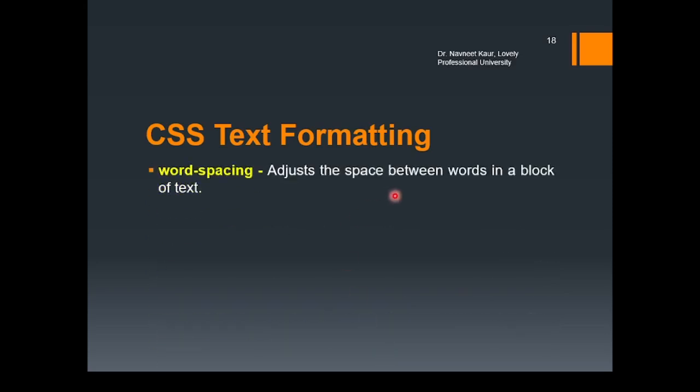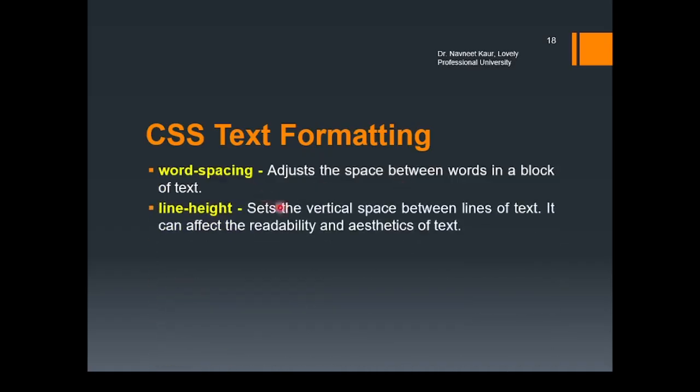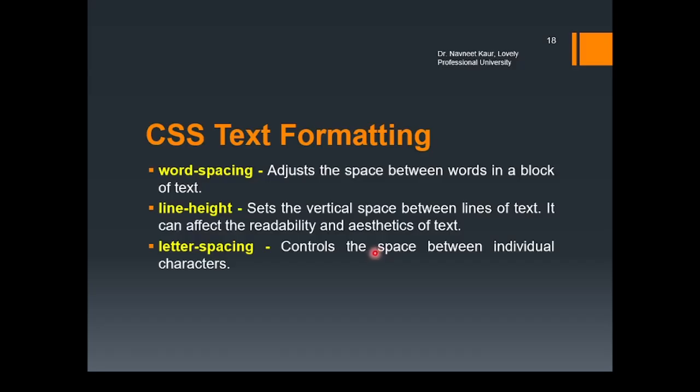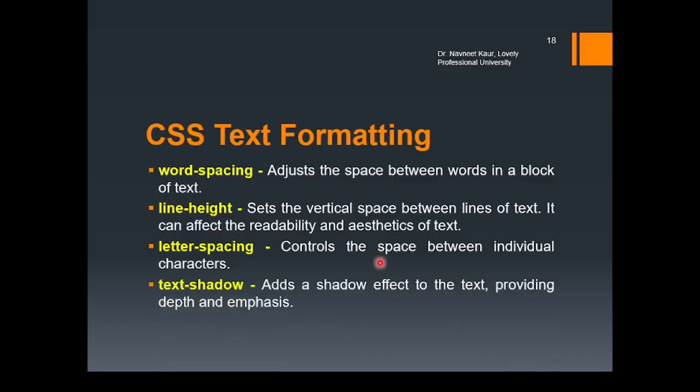Next is word spacing. This will adjust the space between the words in a block of text. Then we have line height. It will set the vertical space between the lines of text, and it can affect the readability and aesthetics of the text. Then letter spacing controls the space between individual characters. Then we have text shadow. This will be able to add a shadow effect to the text, providing depth and emphasis.